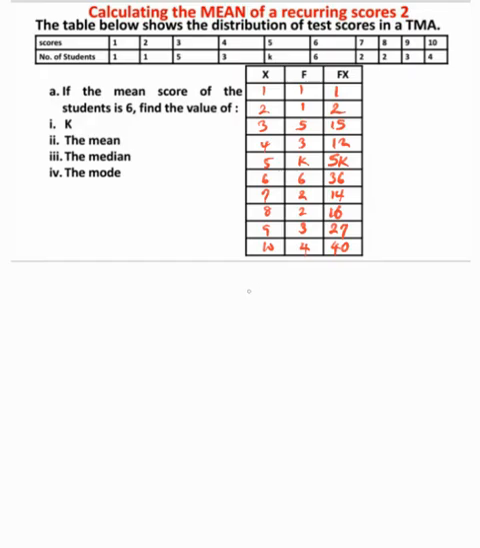All right. Let's have a summation f first, and then we have a summation fx. We have 1 plus 1, 2, plus 5, we have 7. 7 plus 3, we have 10. 10 plus 6, 16, plus 2, 18, plus another 2, 20, plus 3, 23, plus 4, 27.